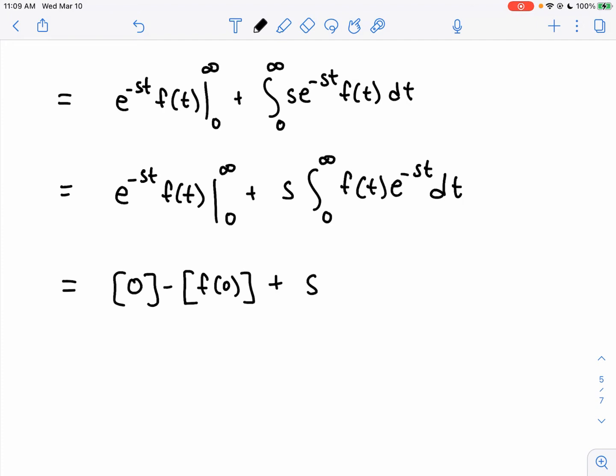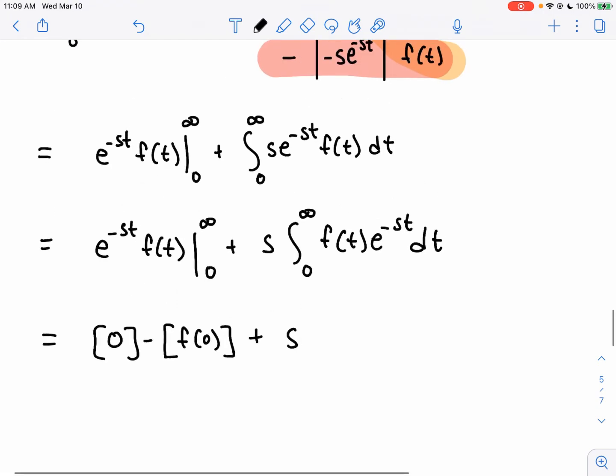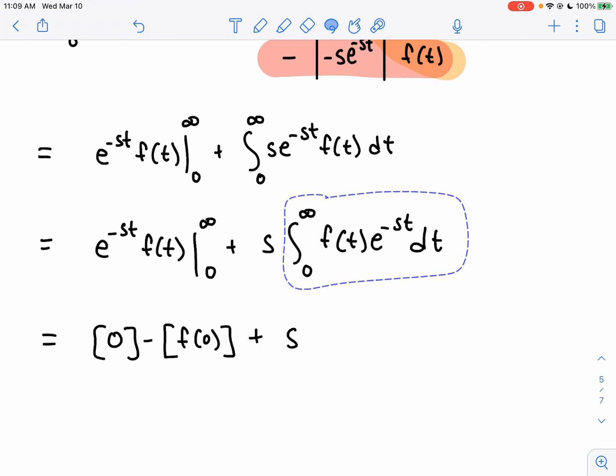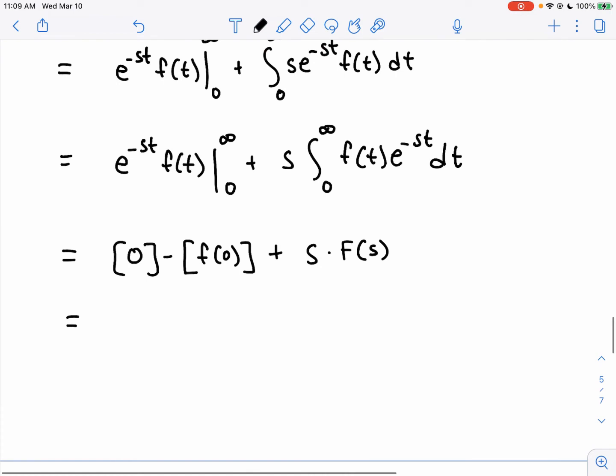And then plus s times. Now I want you to notice something here about the integral that we have yet to compute, this integral sitting right here. This is the Laplace transform of f, by definition. So I can just put times capital F of s. And rearranging the terms a little bit, we get s times capital F of s minus f of 0.